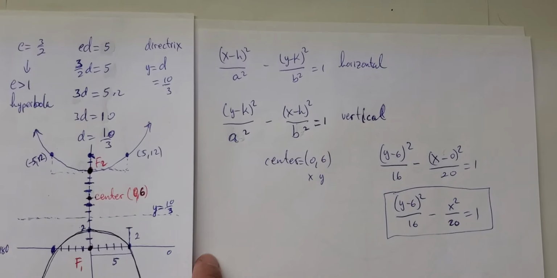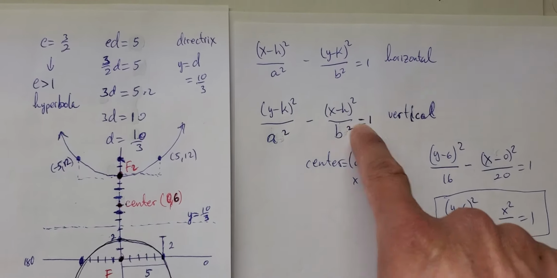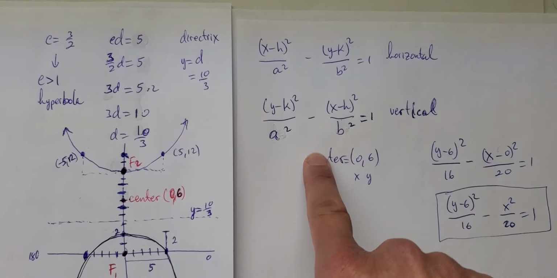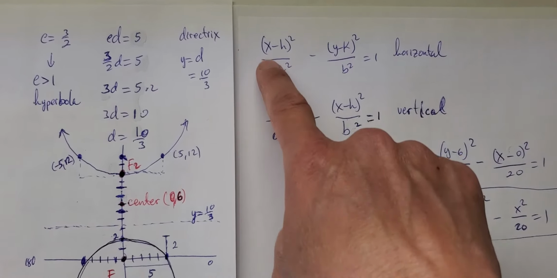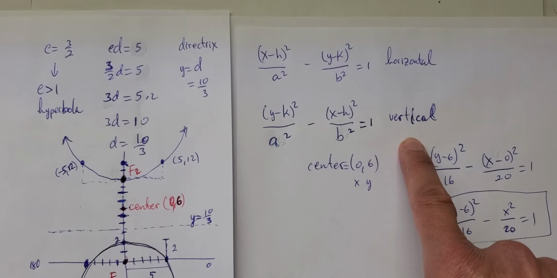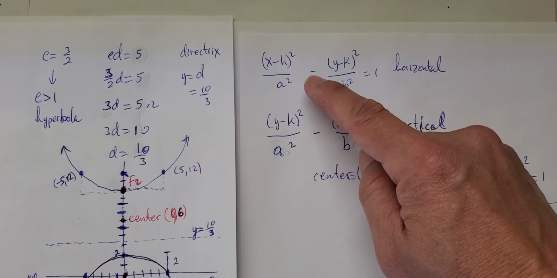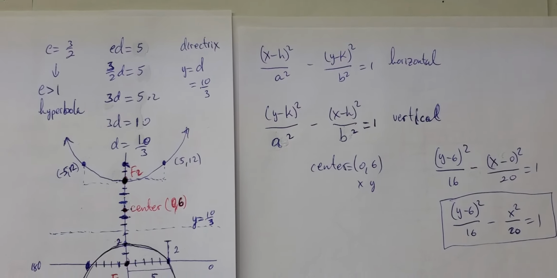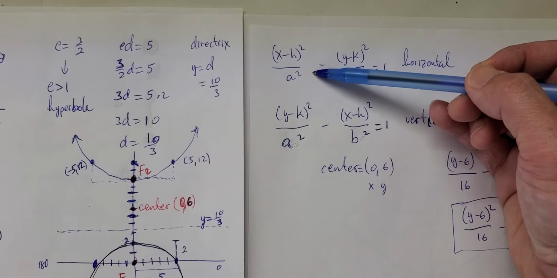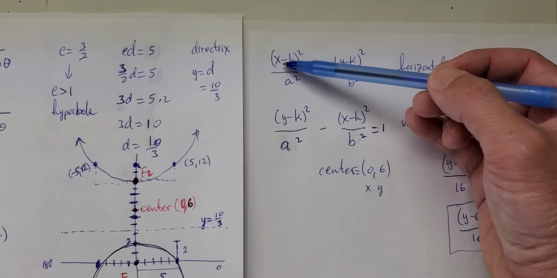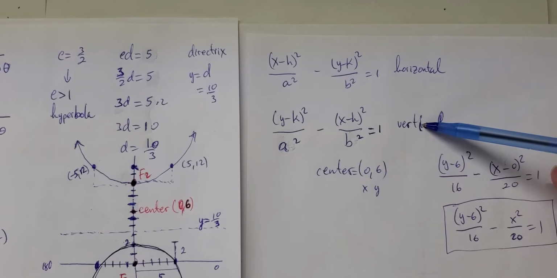Now with a hyperbola, you have two equations, one for horizontal, one for vertical. This is for horizontal, this is for vertical. If you look very carefully, for horizontal, X goes first. For vertical, Y goes first. However, if you remember, in an ellipse this is supposed to be plus, but with a hyperbola, this is minus. So X minus for horizontal, Y minus for vertical.